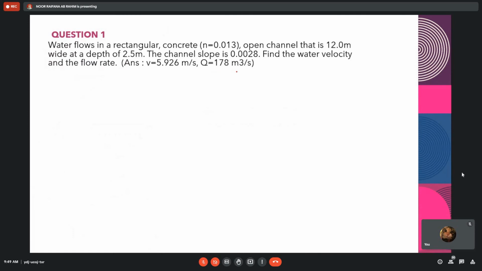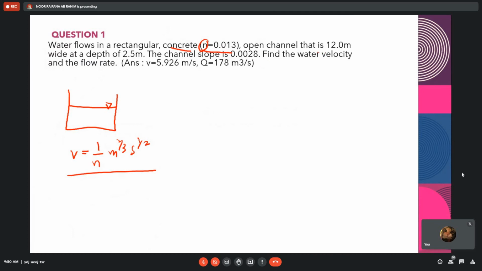Okay, so for question number 1, ni simple lah. Saya akan cakap lah macam mana nak jawab. Kita tak akan buat sama-sama sebab tak cukup masa. So water flow in rectangular concrete, so this is the material. For the channel, dia dah kata rectangular. So you kena draw lah rectangular tu bentuk dia macam mana. So n is given, maksudnya dia bagi Manning's. So bila dia kata bagi n, automatically kita tahu to calculate the velocity mesti pakai Manning equation 1/n, m 2/3, s 1/2. So automatically you tahu nak pakai equation apa kalau dia bagi n.